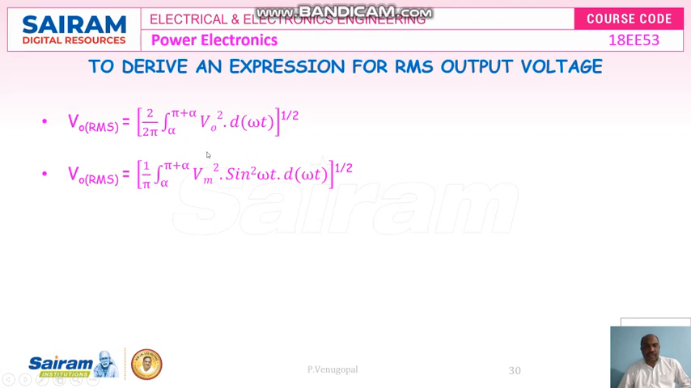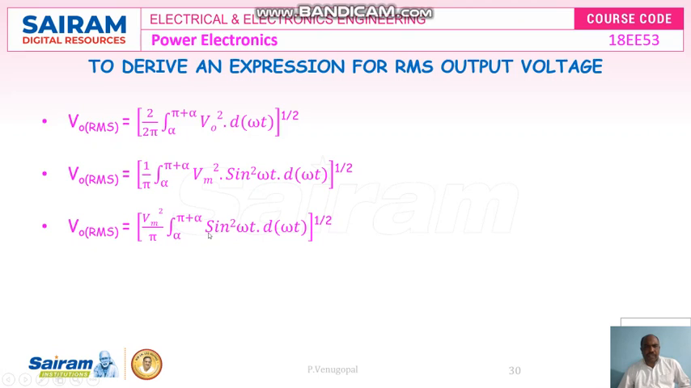So substituting V naught is equal to Vm sine omega t in this equation, we are getting this equation. Next, look here, take Vm square outside of this integral symbol, so that Vm square by pi integration of alpha to pi plus alpha sine square omega t into d of omega t, whole to the power 1 by 2.